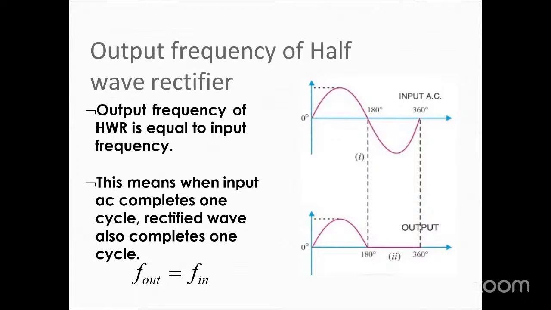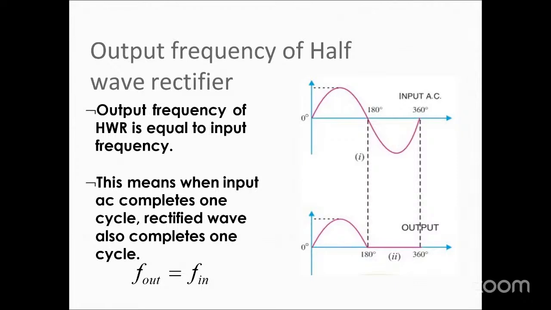Next, what is the output frequency of the half-wave rectifier? See here, 0 to pi, pi means 180 degrees. Pi to 2 pi, 360 degrees. So this is the input AC signal. Whereas in the output, only 0 to pi has current and voltage across RL. The output frequency of the half-wave rectifier equals the input frequency. Frequency is matched. So when the input AC completes one cycle, the rectified wave also completes one cycle. So F out equals F in.